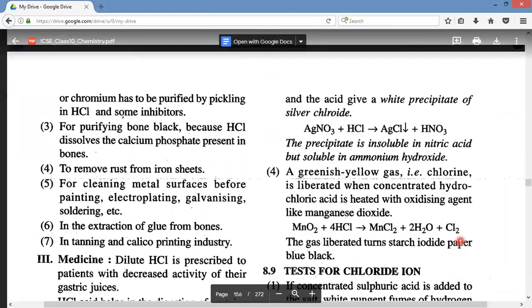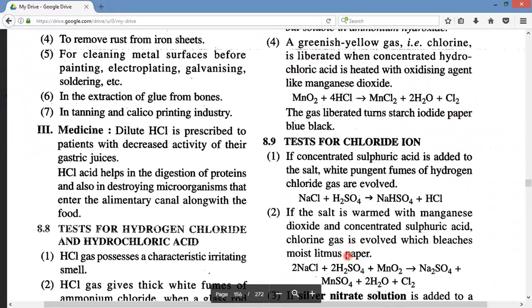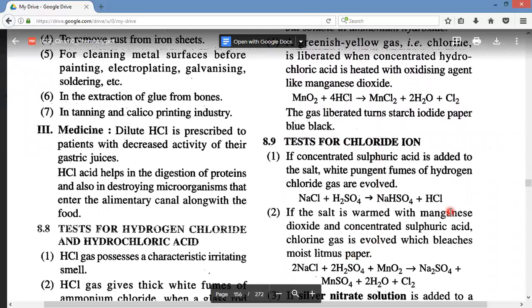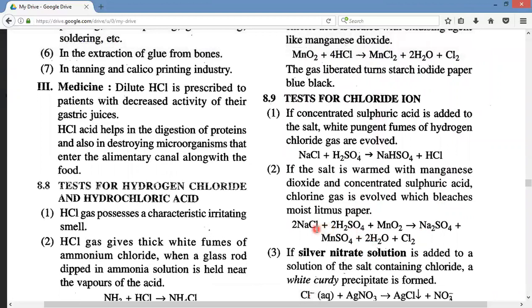The test for chlorine is that it turns starch iodide paper blue-black. Very important test. Test for chlorides, again the repetition is here. When sodium chloride is treated with sulfuric acid, pungent fumes of hydrogen chloride gas are formed. When manganese dioxide is treated with sulfuric acid and sodium chloride, then greenish yellow chlorine gas is formed, which bleaches moist litmus paper or turns starch iodide paper blue-black.